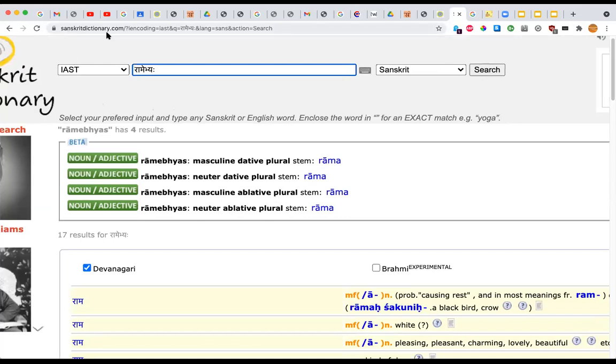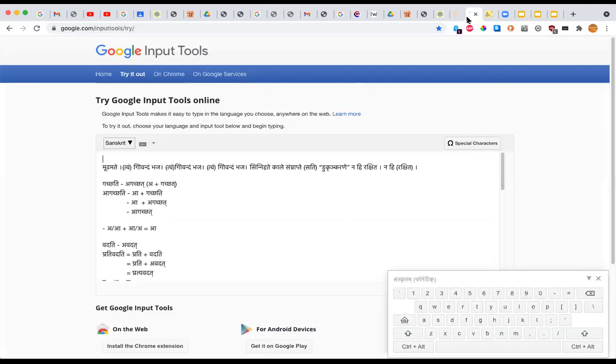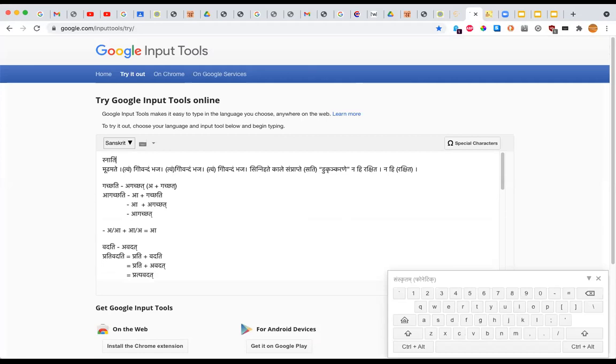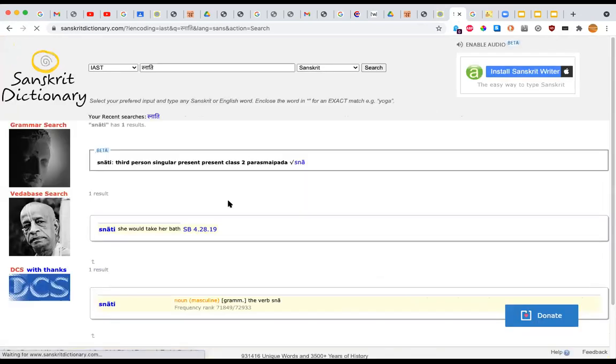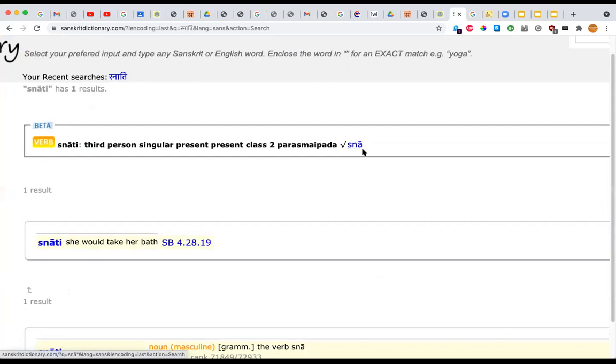Another way of doing it is through sanskritdictionary.com. If you type in the word in Sanskrit, Devanagari or English, it will give you many details of that word. So this one was a namapadam for Rama. So if you do Snati, hopefully it will give us the dhatu also. Atra pashyante: sna iti dhatu. Very nice.